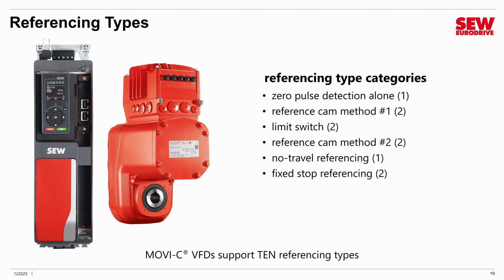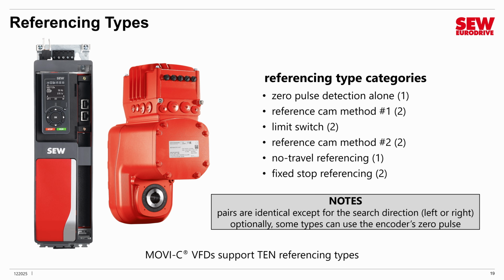MOVI-C VFDs support 10 different referencing types. Now, this may feel a bit overwhelming, but actually many of them are paired up, and that's because they're identical except the direction that they search. Some also can optionally use the zero pulse or not. In reality, there are only 6 main types to have to pay attention to, so we're going to look at each type, and it actually won't take too long.